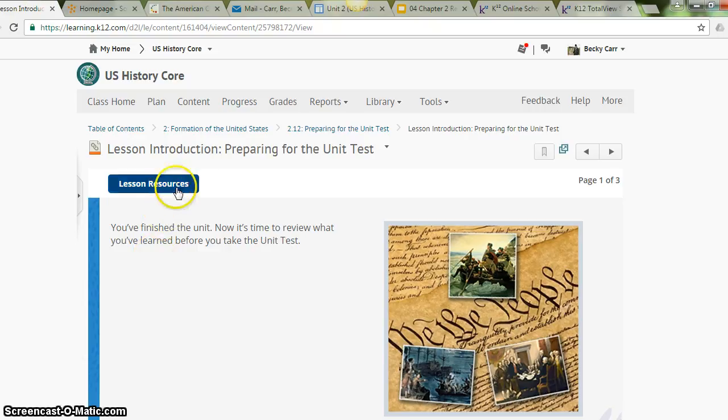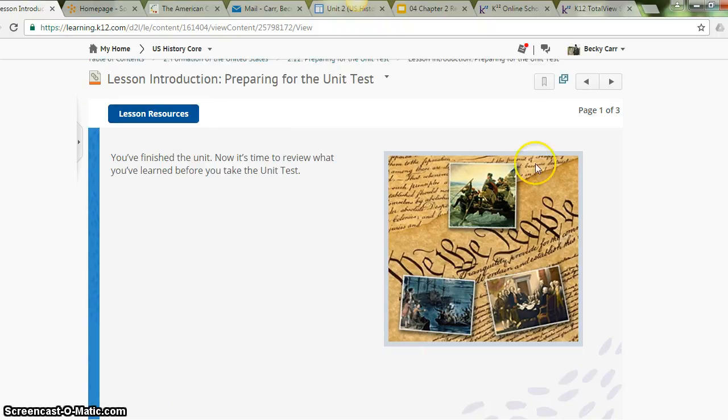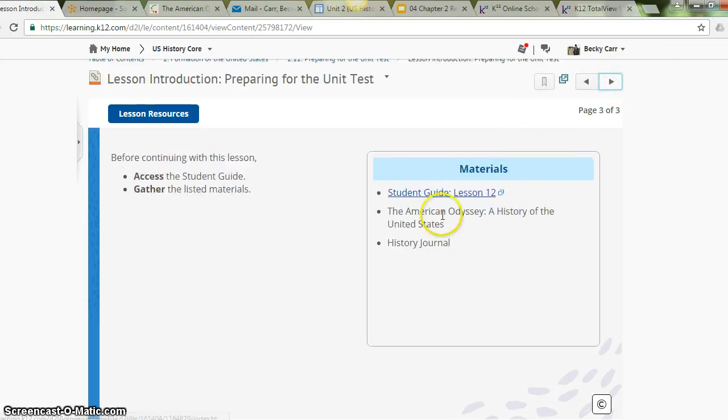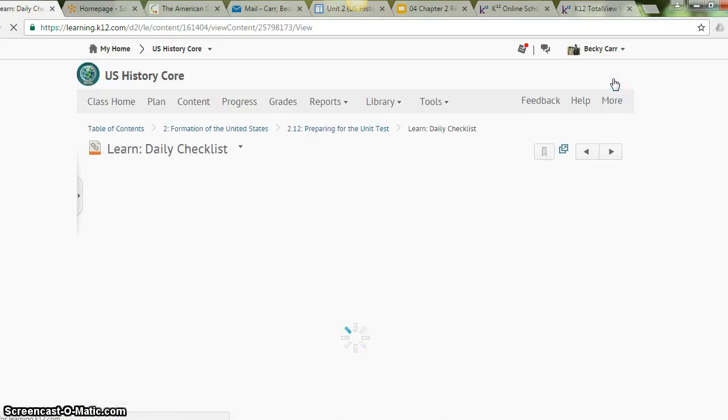Now, I'm just going to let you know you don't really have to go to the lesson resources for the 2.12 because it just has a student guide and you really don't need the student guide that much. It's more important to focus on the other things here in the lesson. Okay, so your goals are just basically to study and review. So let's keep going on.